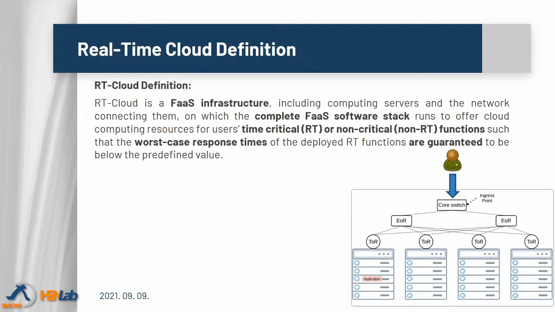We have defined the real-time cloud in our paper as follows. Real-time cloud is a fast infrastructure, including computing servers and the network connecting them, on which a complete fast software stack runs to offer cloud computing resources for users' time-critical or non-critical functions, such that the worst-case response times of these deployed real-time functions are guaranteed to be below the predefined value.